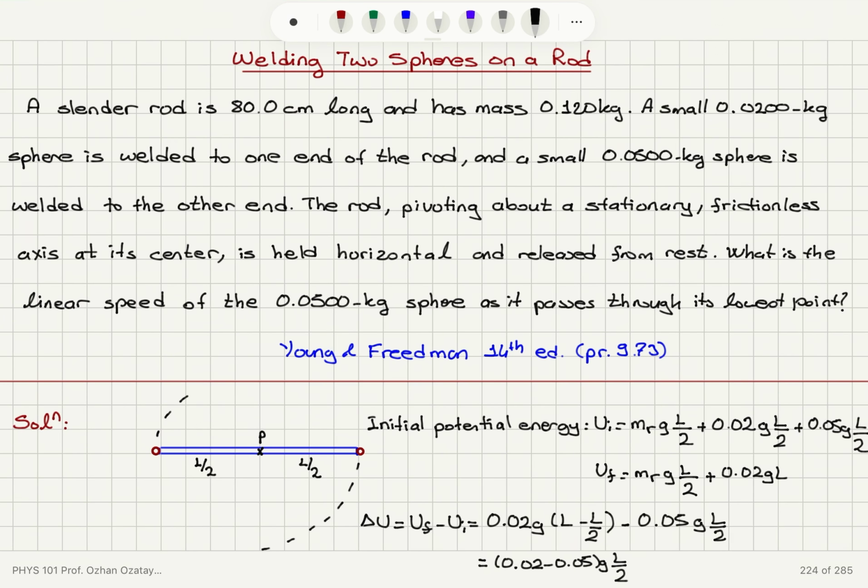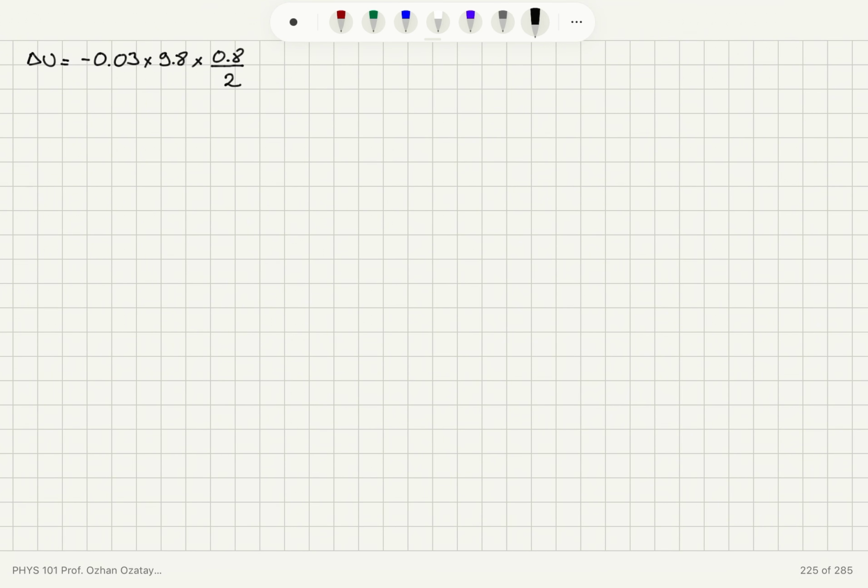Now we can calculate this. The change in the potential energy is 0.02 minus 0.05, which gives us minus 0.03, times 9.8 meters per second squared for g, and L/2 is 0.8 divided by 2. It was a 0.8 meter long rod, 80 centimeters. So this gives us minus 0.1176 joules for the change in the potential energy.